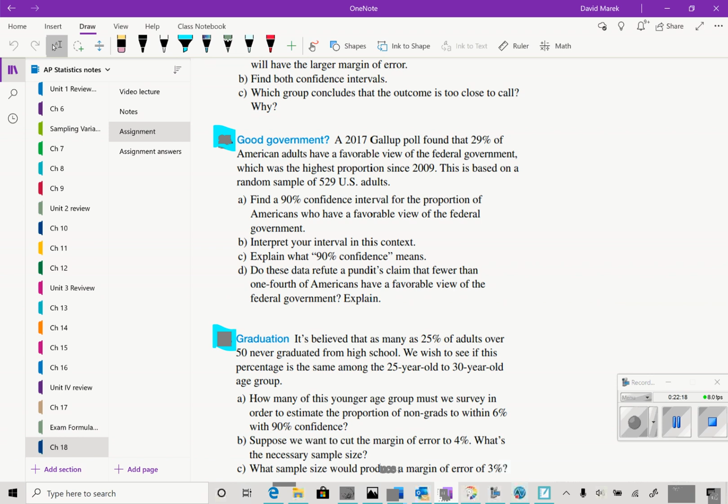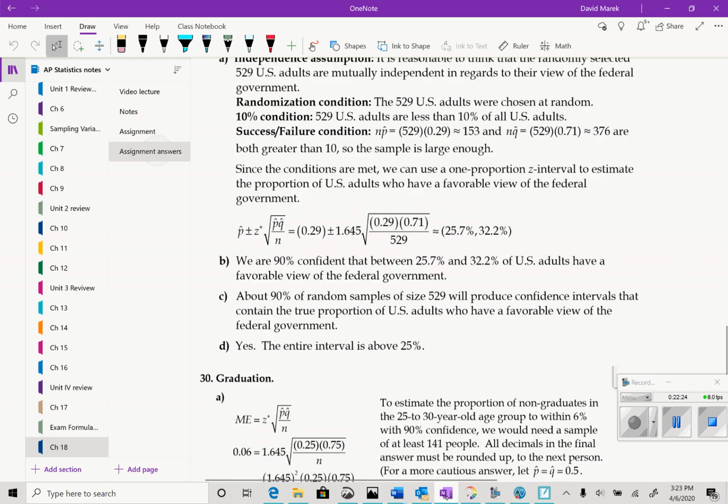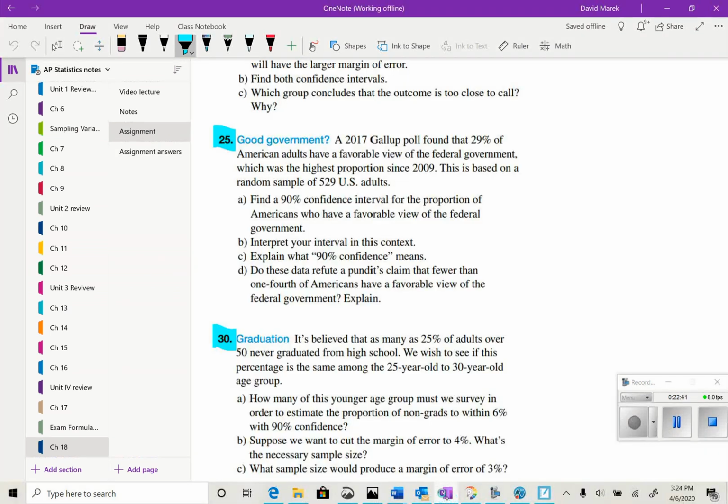Do these data refute the pundits' claim that fewer than 1/4 of Americans have a favorable view of the federal government? Well, yeah, if you look at our confidence interval there, 1/4 is 25%. Yeah, that's below our confidence interval. So, yes, the claim that fewer than 1/4 of Americans have a favorable view of the government would be accurate.